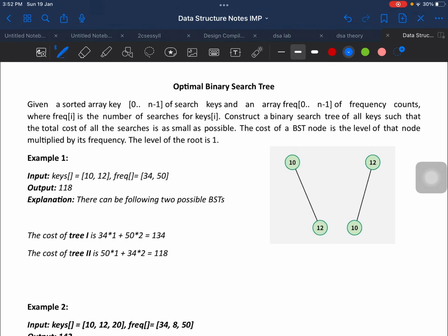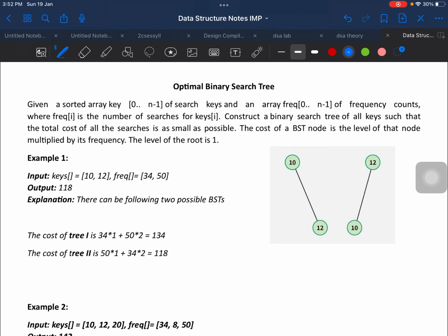So guys, whenever we talk about a binary search tree, the elements are organized in a particular manner. It means whatever element is present on the right hand side of the root element is a greater element than the root element, and whatever element is present on the left hand side is a smaller element, less than the root element. This is the basic structure of a binary search tree.